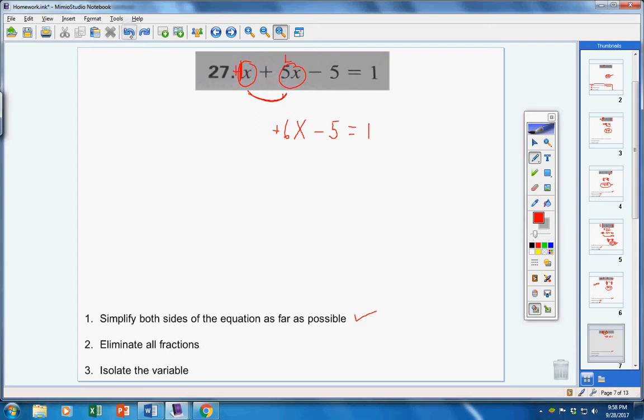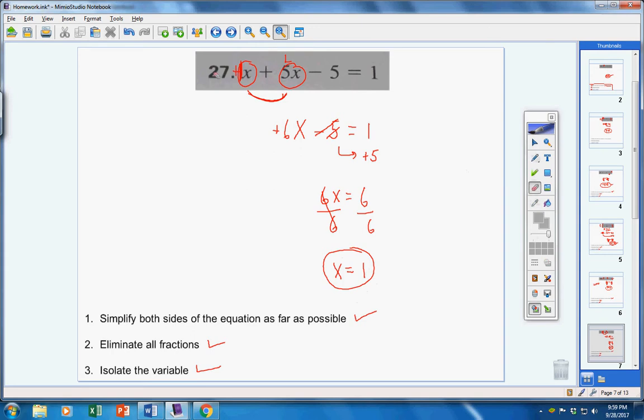There are no fractions. Step 3, isolate the variable. Remember, save the number with the x or the letter of the variable for last. Bring your negative 5 over. Make it a positive 5. So we now have 6x equals 6. The 6 is multiplying the x, so the opposite of multiply is divide. We'll divide both sides by 6. 6 over 6, or 6 divided by 6, is 1, and we're finished.